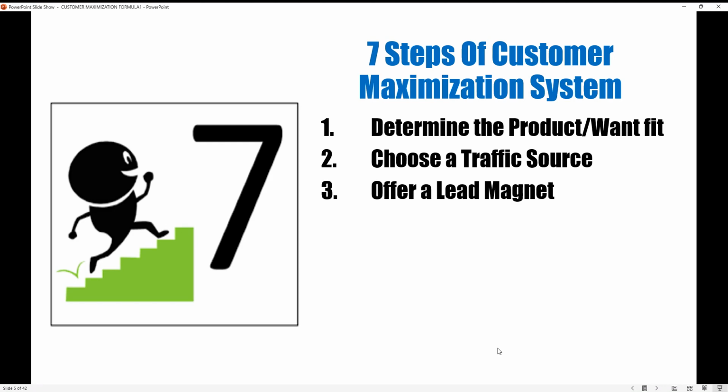Number 3, you have to offer a lead magnet. Many of you may not know what that is. We're going to explain it in a little bit, but you probably do know that. If you're not offering a lead magnet, you are also leaving a lot of customers on the table, because most people will not buy from you the first time they hear from you. So you have to give them something to attract them to you so that they can be in a position to take a closer look at your product.